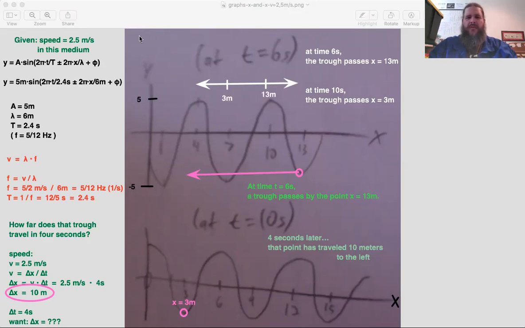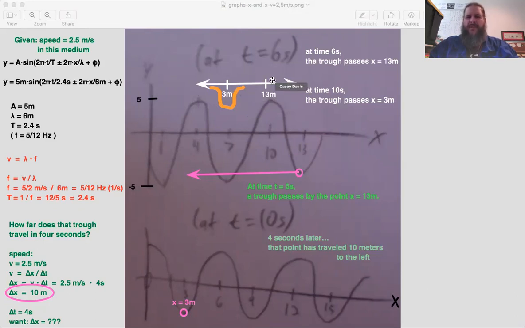Which one does it hit first, though? Which one of these happens earlier? Would you say 6 seconds or 10 seconds is an earlier time? 6 seconds. Yeah, 6 seconds is earlier. So the first thing this trough does is pass the 13 meter mark. And then 4 seconds later, it passes the 3 meter mark. So which direction has it moved? To the left. Yeah.